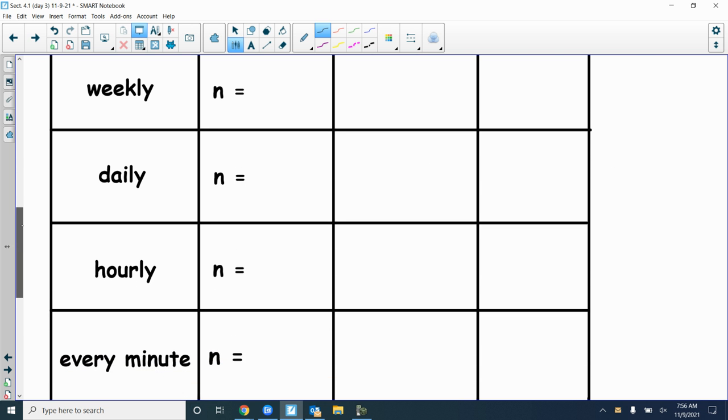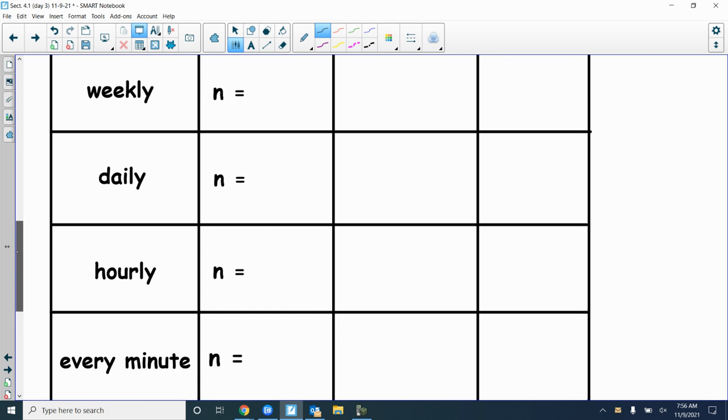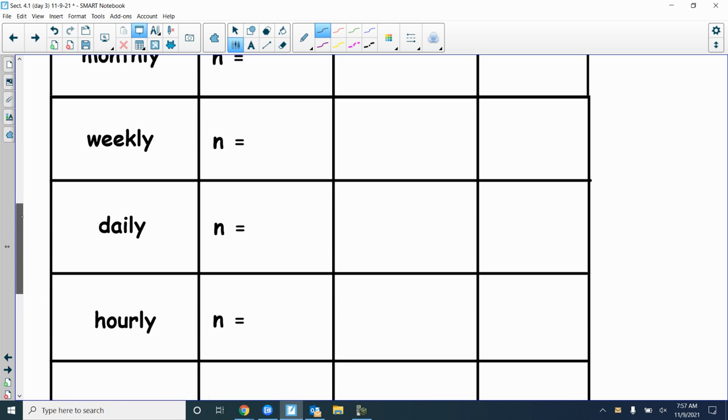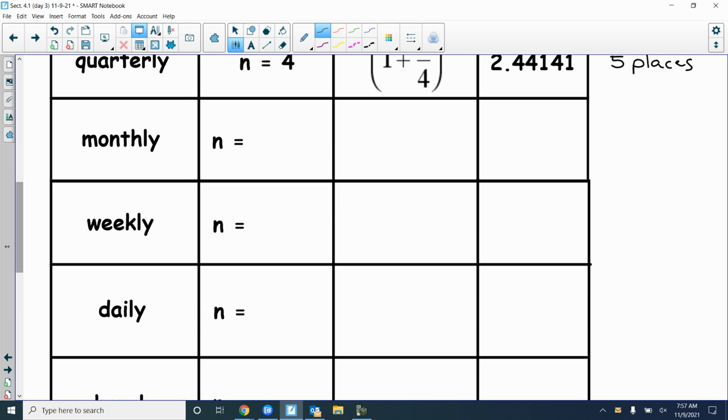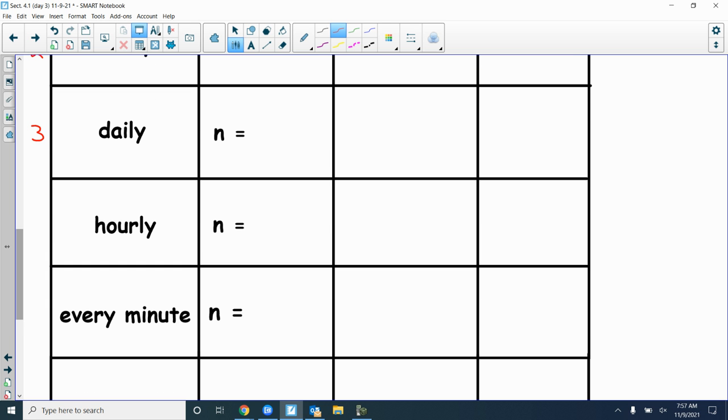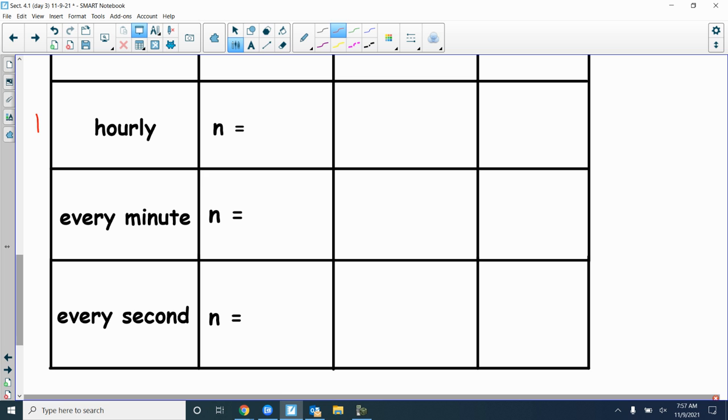All right, so let's see what we got here. How many we got left? We got 1, 2, 3, 4, 5, 6. We're going to go to every second. All right, this group here, you guys do. You're going to do 2 of them, but you're going to start out with monthly. So I'll put you 1. You guys in the middle are going to do weekly. You guys on the end are going to do daily. You guys are going to then do every hour. You guys are going to do every minute. And then you guys are going to do every second. So you should have 2 to calculate.